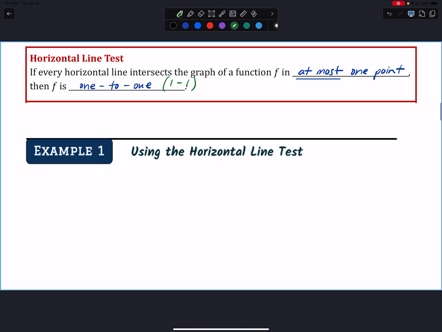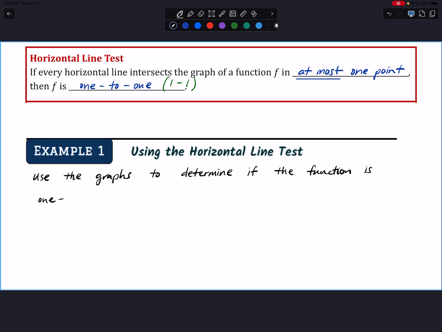All right. So quick example, and then we'll pause until tomorrow. So use the graphs to determine if the function is one-to-one.